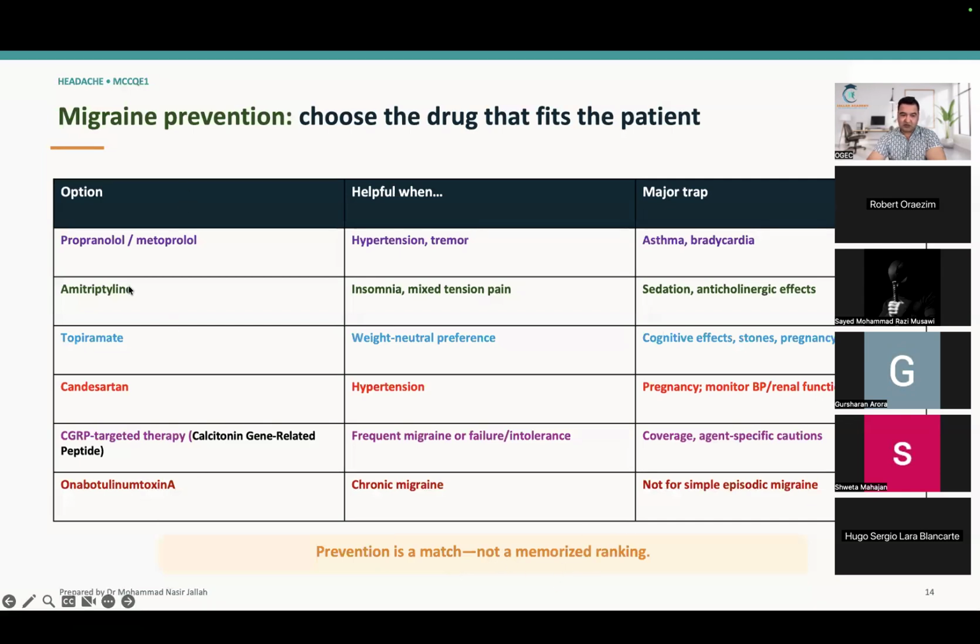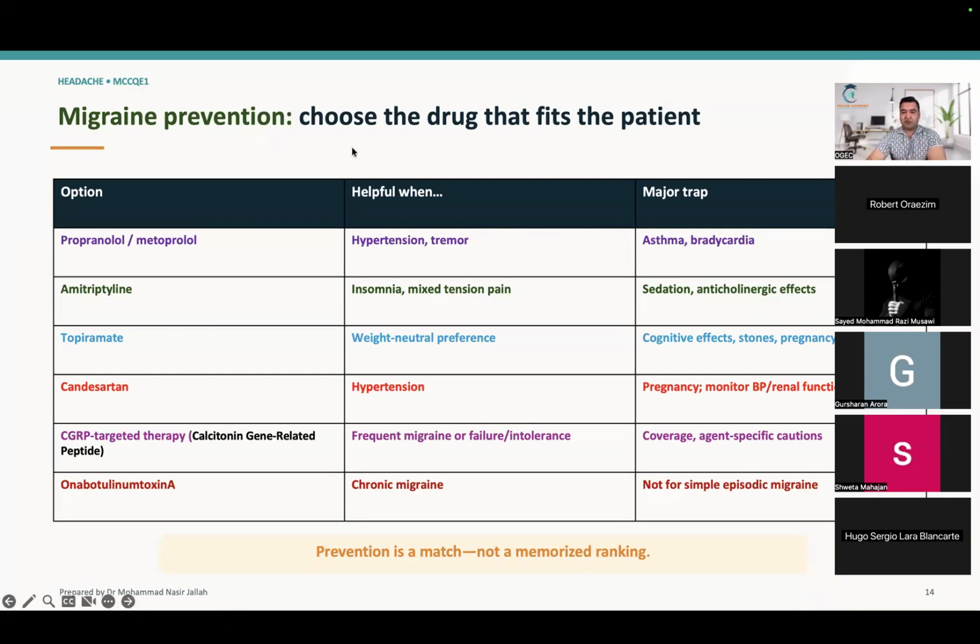So these are the medications that you can use as preventive options, or preventive treatment, or prophylaxis treatment of migraine. But they have to be chosen based on the patient's condition. It has to be the best match for the patient. We don't have to memorize it. Is propranolol, for example, a preventive medication for all migraines? No, it cannot be like that. Of course, it is one of the safest ones, but based on the patient, you have the best choice.